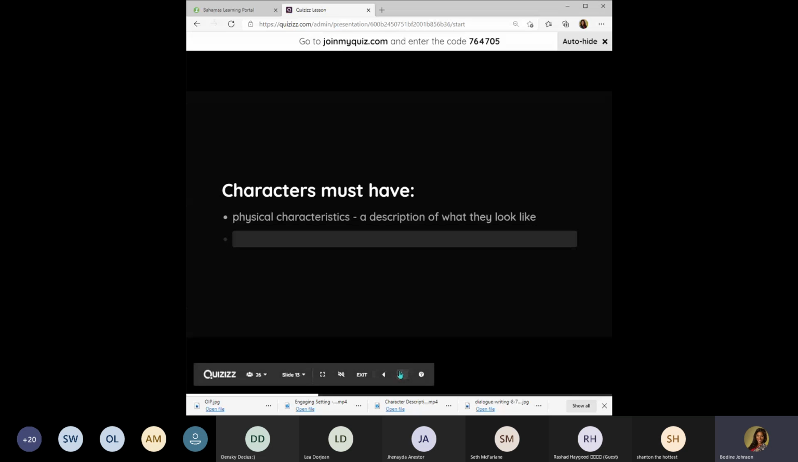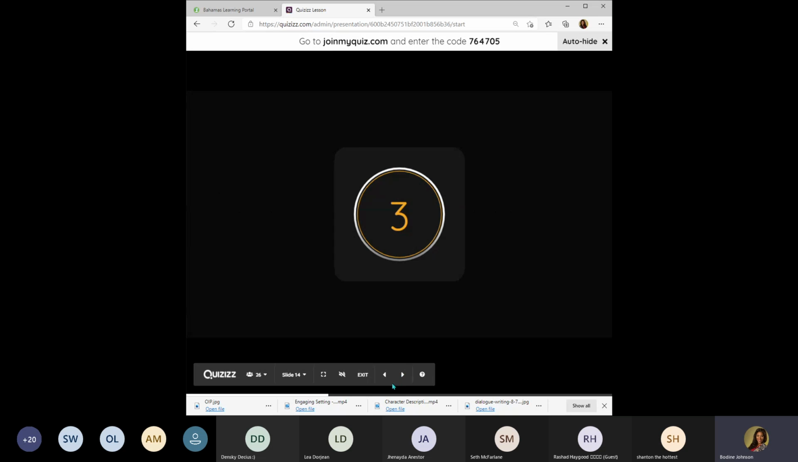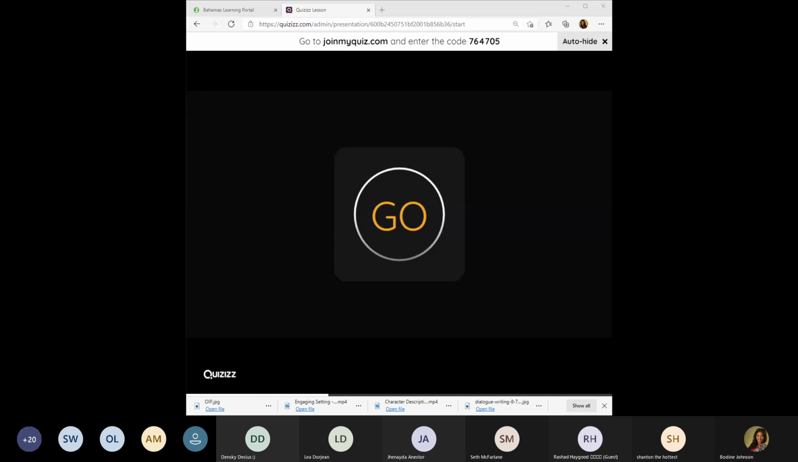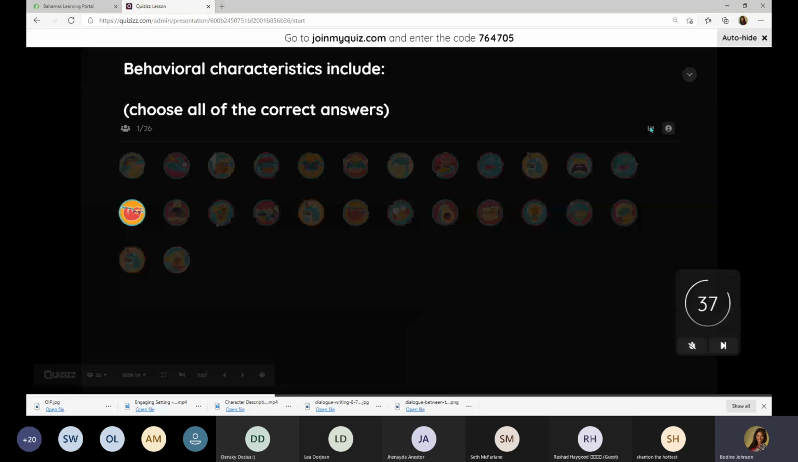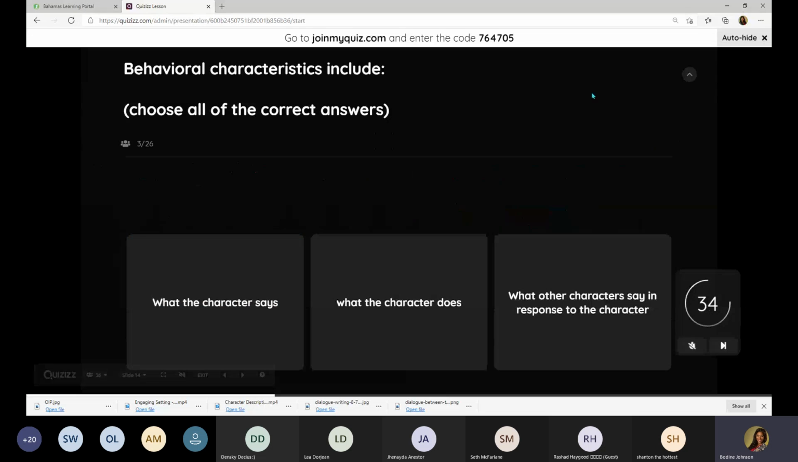Characters must have physical characteristics, which are descriptions of what they look like, and they must have behavioral characteristics, which is a description of what they behave like. So let's now look at this. I want you to choose all of the correct answers. Choose all of the correct answers. Come on, guys. You got 20 seconds left.